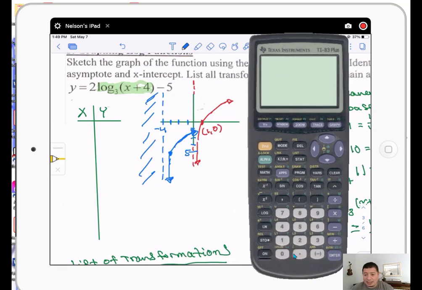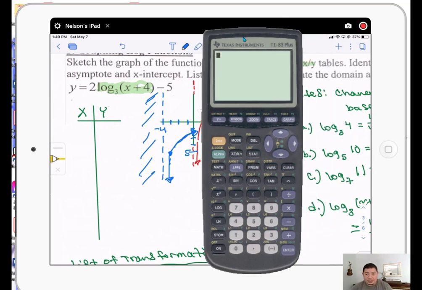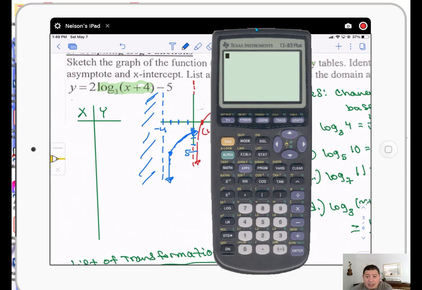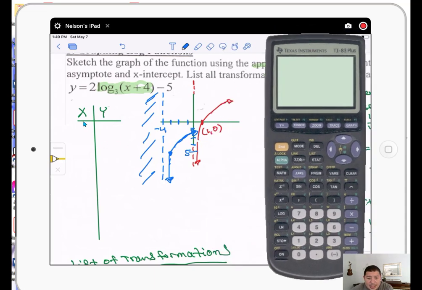All right, so now let's go ahead and do this over here. Let's understand how to input this into our calculator. First, turn it on, clear it. All right, so here we go. A few things are happening here. The numbers that I'm going to select for my X are the following: -3, -2, -1, 0, and I'm going to go all the way up to 1.